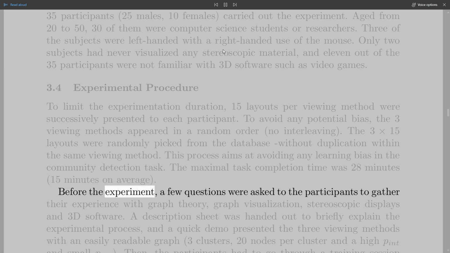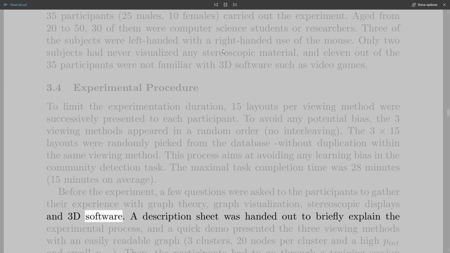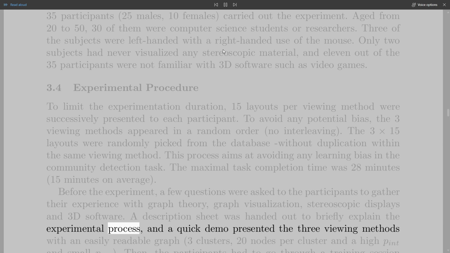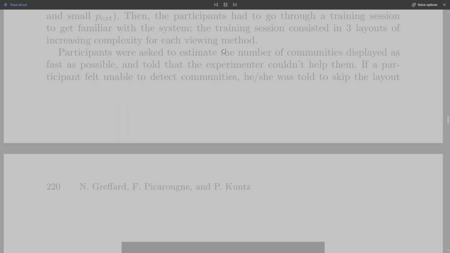Before the experiment, a few questions were asked to the participants to gather their experience with graph theory, graph visualization, stereoscopic displays, and 3D software. A description sheet was handed out to briefly explain the experimental process, and a quick demo presented the 3 viewing methods with an easily readable graph, 3 clusters, 20 nodes per cluster, and a high pint and small pext. Then, the participants had to go through a training session to get familiar with the system. The training session consisted in 3 layouts of increasing complexity for each viewing method.